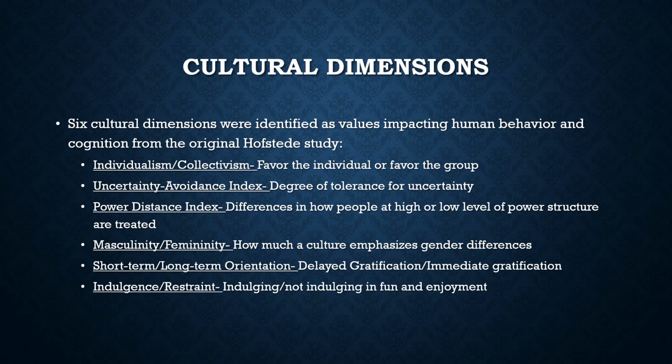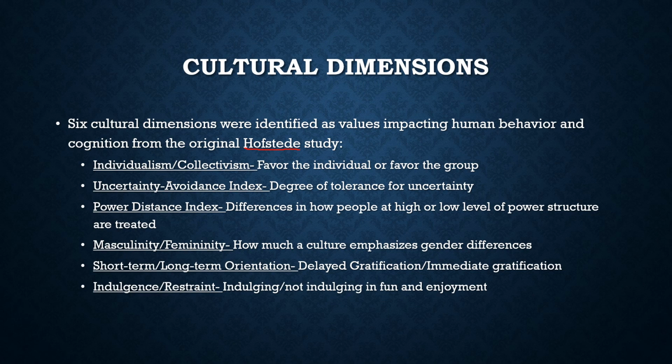So the 6 different cultural dimensions were identified as values that impact human behavior and cognition, and this comes from a theorist known as Hofstede, and we're going to see one of his studies later on. But he identified, again, 6 different cultural dimensions. So the first one is individualism or collectivism, how much the society favors the individual versus favoring the group. The next one, uncertainty avoidance index, the degree that the culture has a tolerance for uncertainty. How much do they deal with ambiguousness versus having to be very, very specific?